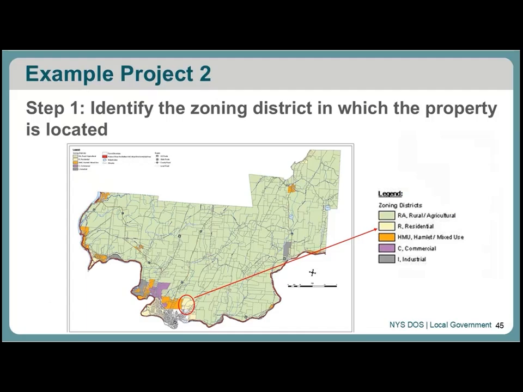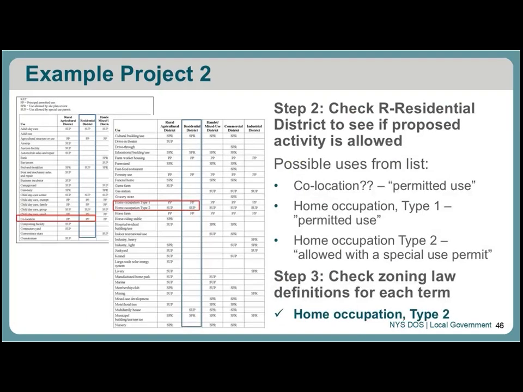So the first step would be to look at that zoning map. This is the same zoning map that we had earlier in the presentation. Hypothetically, in this scenario, this property is located in the R residential zone. So the next step will be, of course, to look at the table of uses. And so here I've included both pages from the table, or parts of the table.